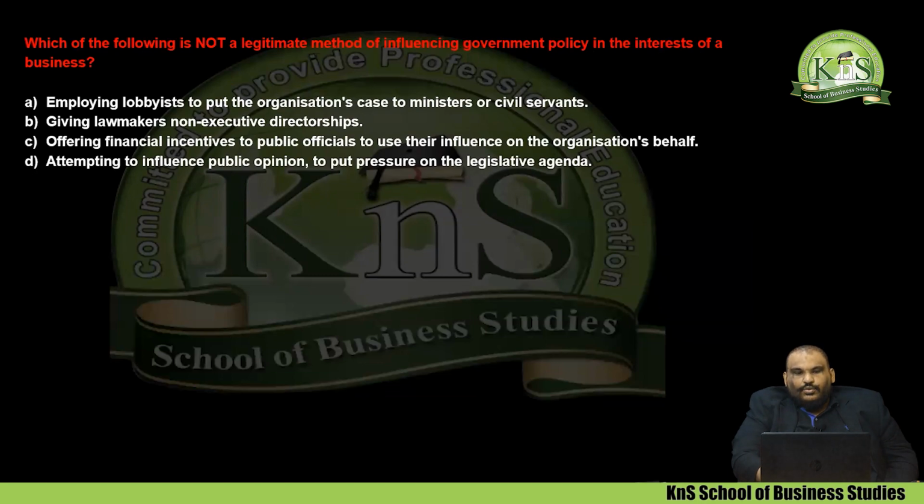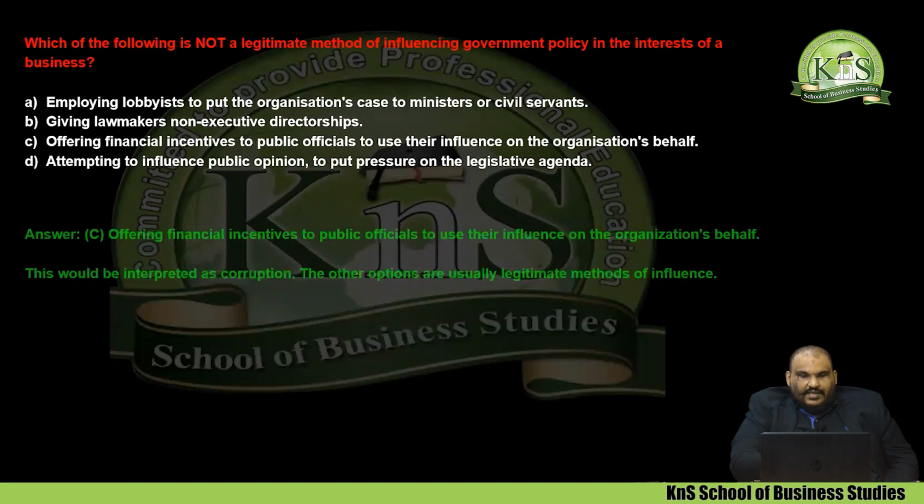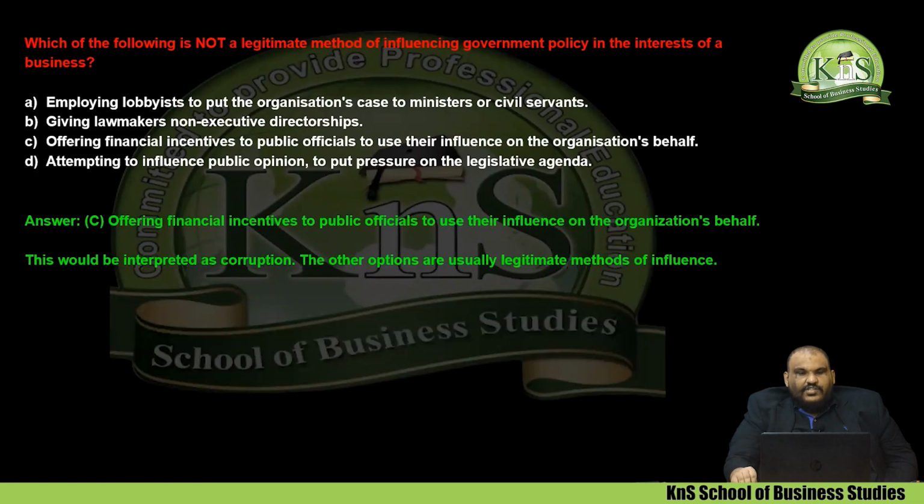Okay, so what is the correct answer? Which of the following is not a legitimate method of influencing government policy in the interest of a business? Is it A? Is it B? Is it C? Or is it D? The answer is C. Offering financial incentives to public officials, meaning the politicians, to use their influence on the organization's behalf, because this would be interpreted as corruption. Financial incentives, meaning bribes. You are bribing someone.